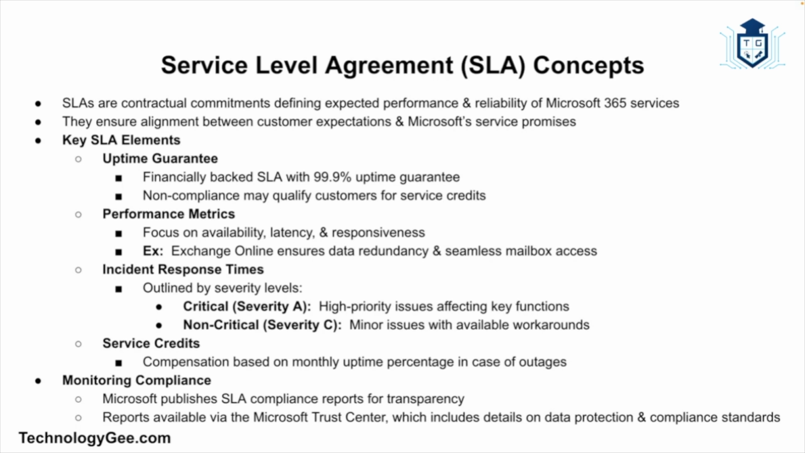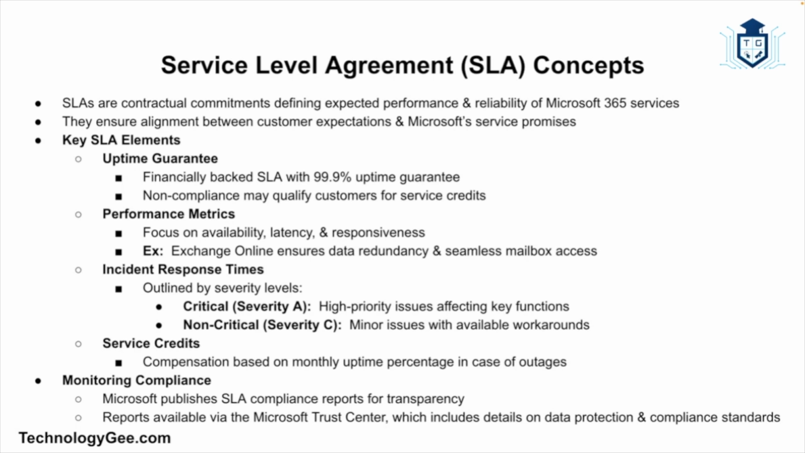So let's talk about some of the key elements of a service level agreement. So we have the uptime guarantee. Microsoft 365 offers a financially backed SLA guaranteeing 99.9% uptime. If this target is not met, customers may qualify for service credits. We have the performance metrics. These metrics include service availability, latency, and responsiveness. So for instance, Exchange Online guarantees data redundancy and seamless mailbox access.